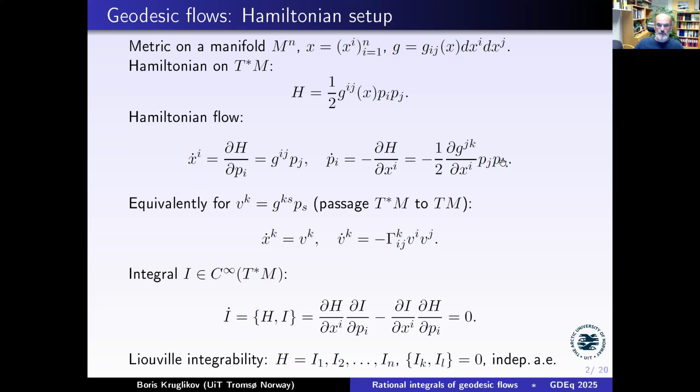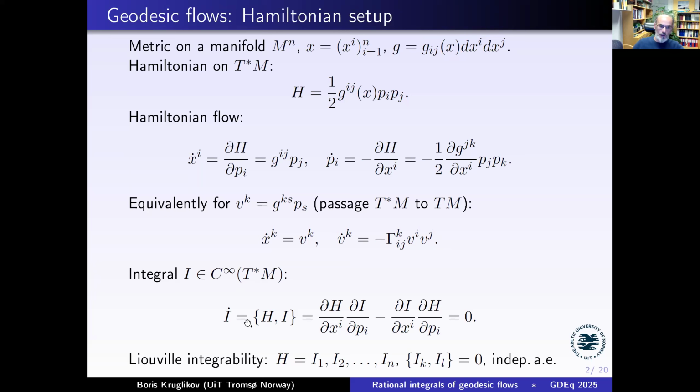And if you would like to pass from the cotangent space to the tangent space, then we have to raise indices. So here the coordinates x^i have an upper index, and for p_i, the momenta, a lower index. As usual, there is summation over repeated indices. Then we raise the index, passing from T*M to TM. It is a good exercise to check that we get the standard equation for geodesics. So this is equivalent.